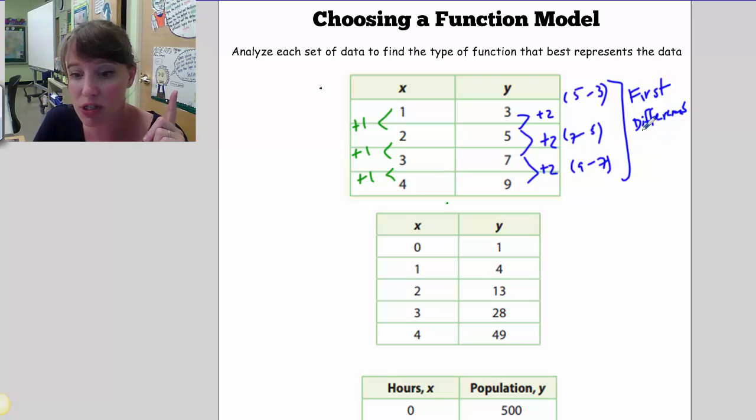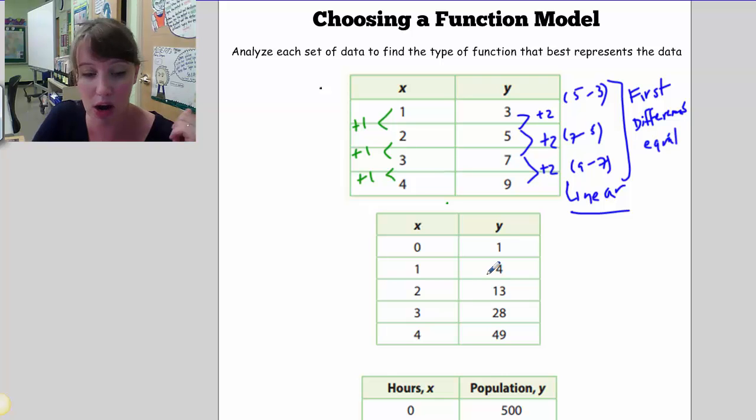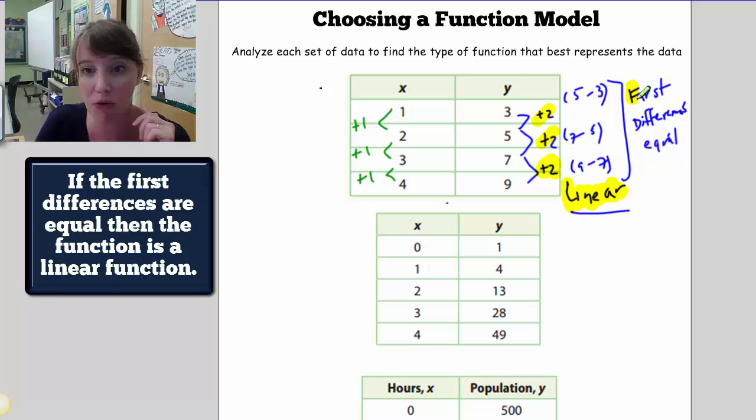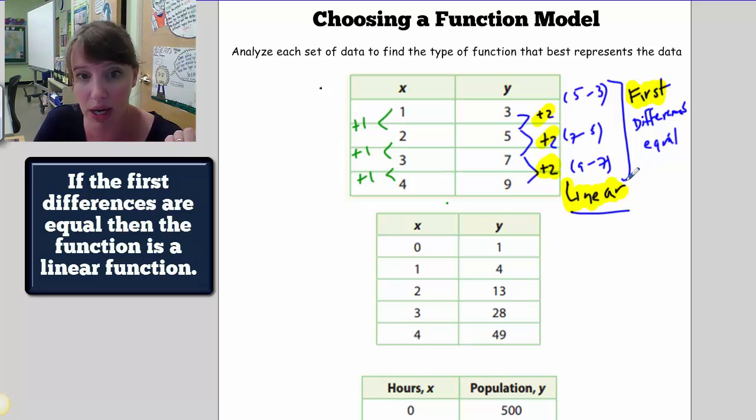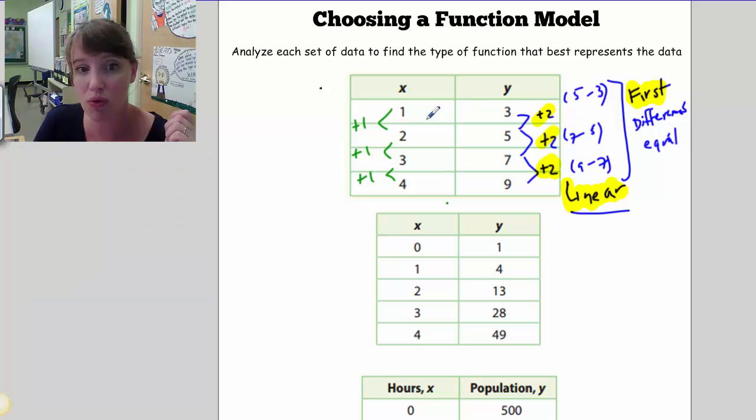If your first differences are equal, that means the thing you're dealing with is a linear function. In our case they are equal: 2, 2, and 2. If the first differences are equal, then it's linear. Now think about first being the same idea as having an exponent of 1. So what you've actually just done, 2 over 1, 2 over 1, 2 over 1, that's constant. That's actually just the rate of change or the slope. So here we would know the slope was 2.